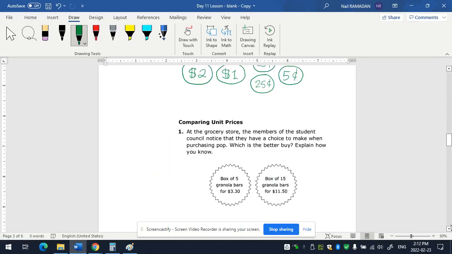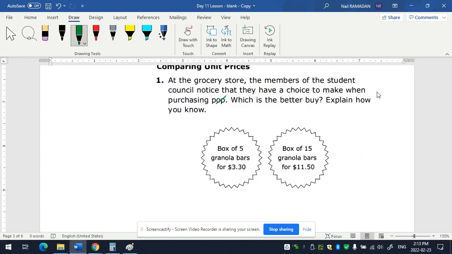Okay, let's look at the next question. The next question is one of those practical applications of saving money that you really need to conserve for your life, which is basically which store gives you the better deal? So everyone, cross out pop and write granola.